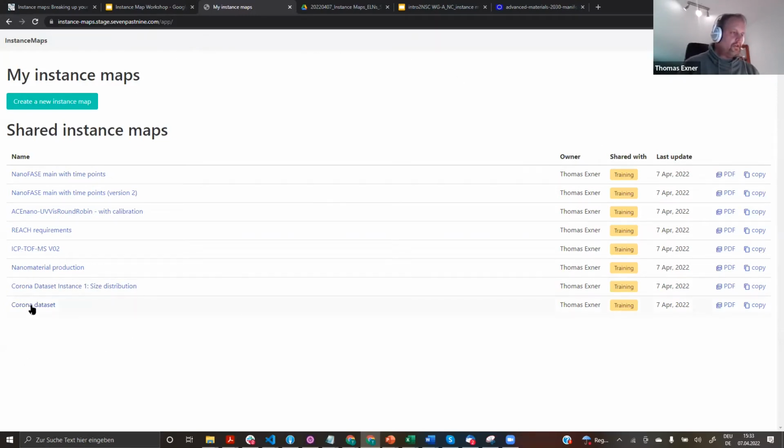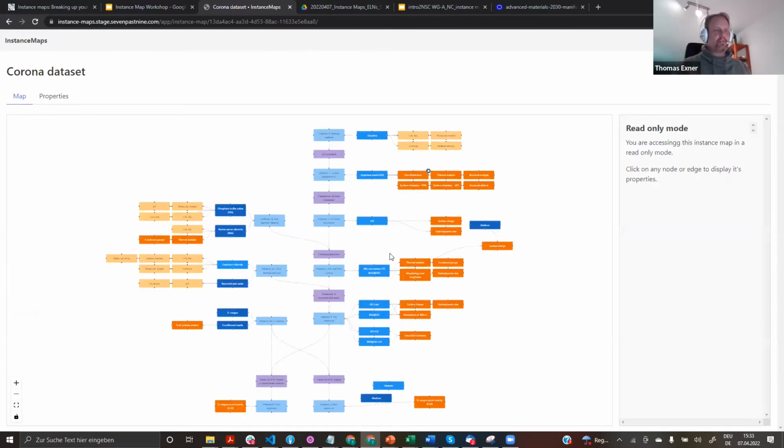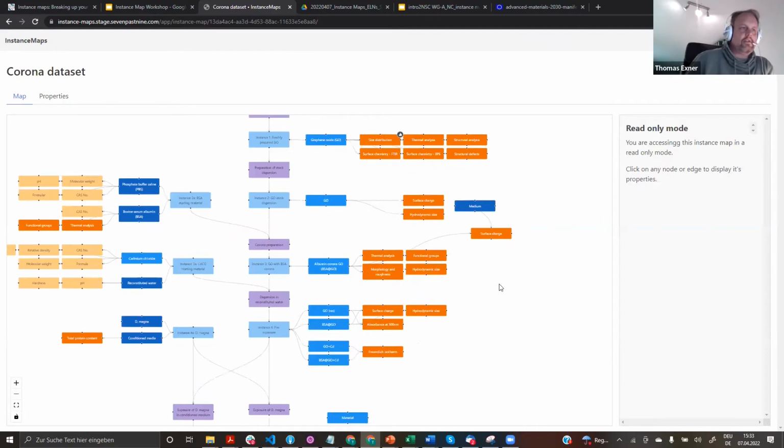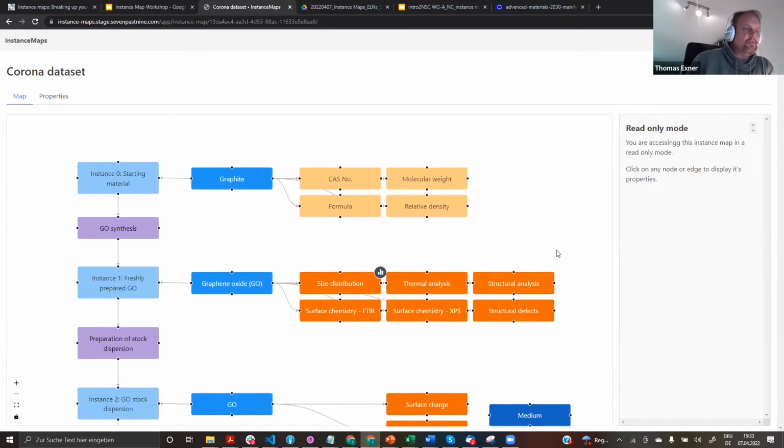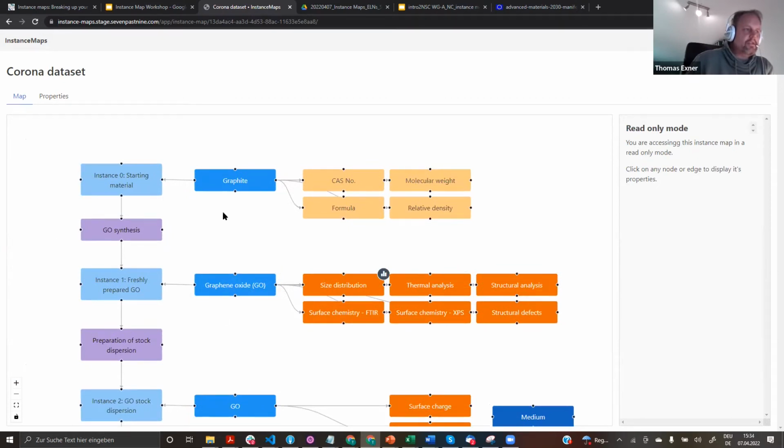You can then go, for example, to this Corona. This is exactly the one which I also presented in the slides. You can then zoom in there, which is quite nice to look at these different things. You have here, that I already explained, this oxidization of the graphite, and then you have size distribution, surface chemistry, a lot of analysis of that.